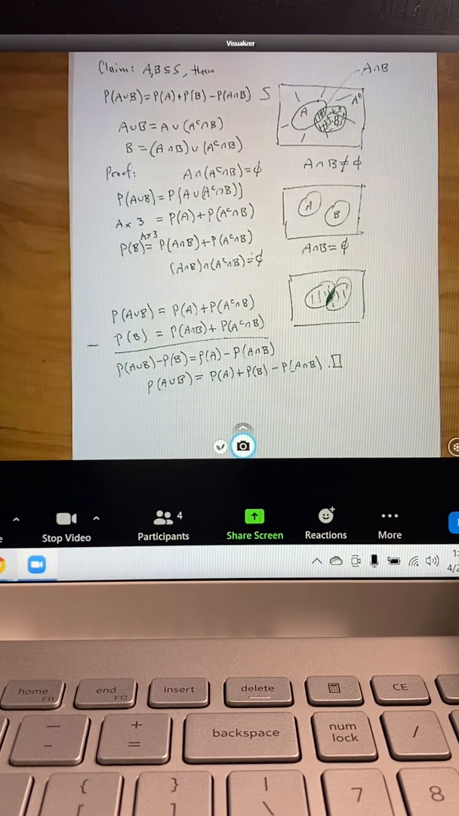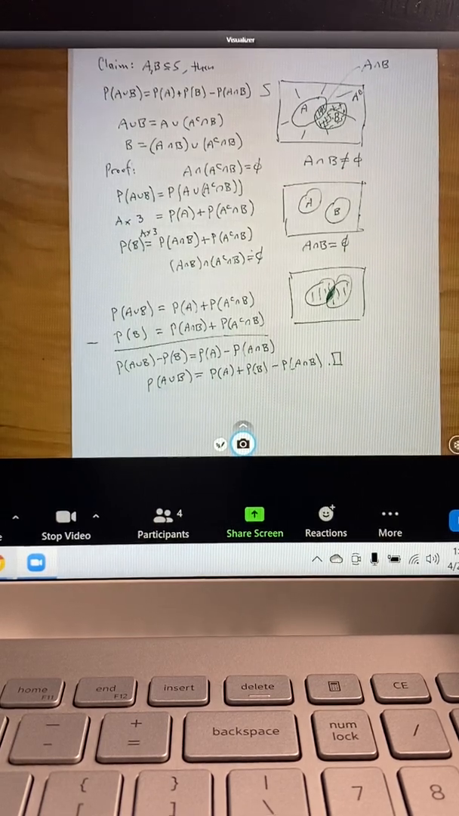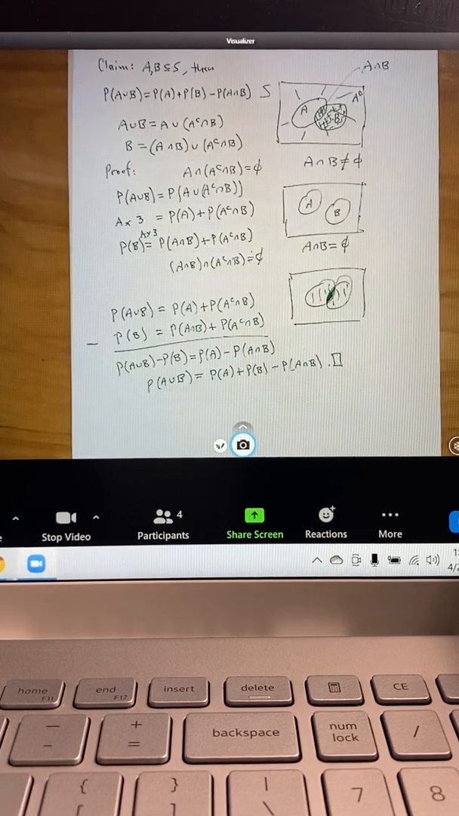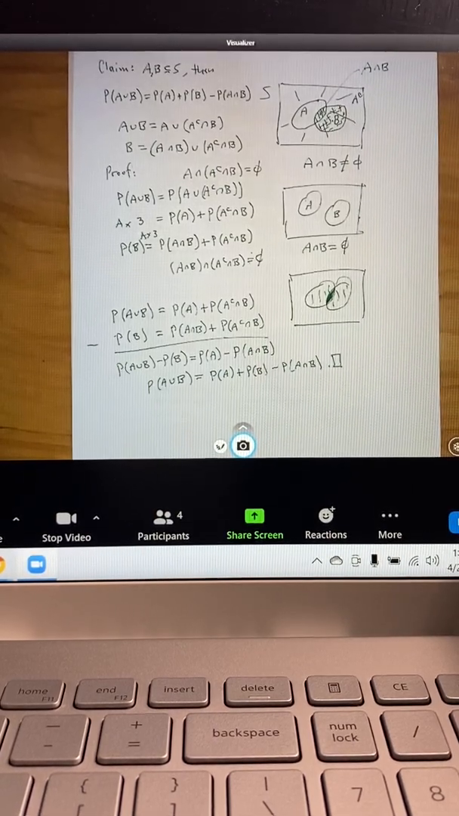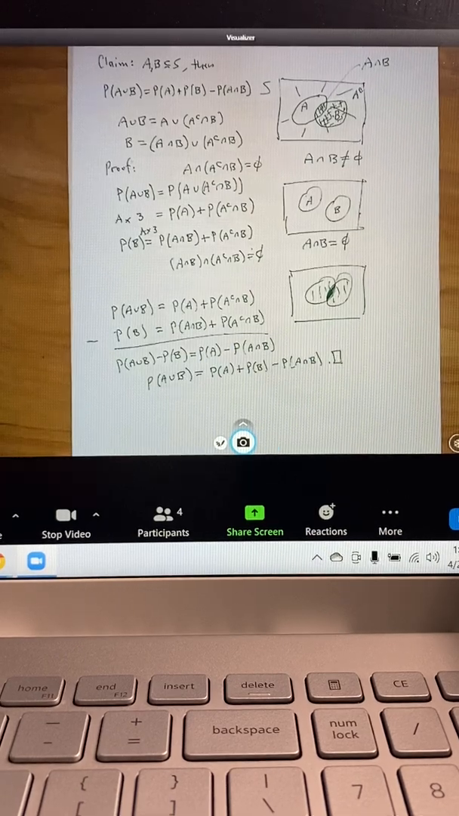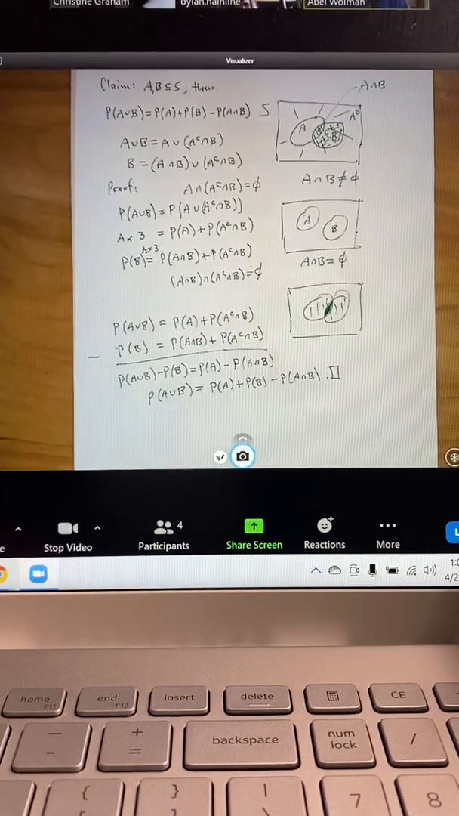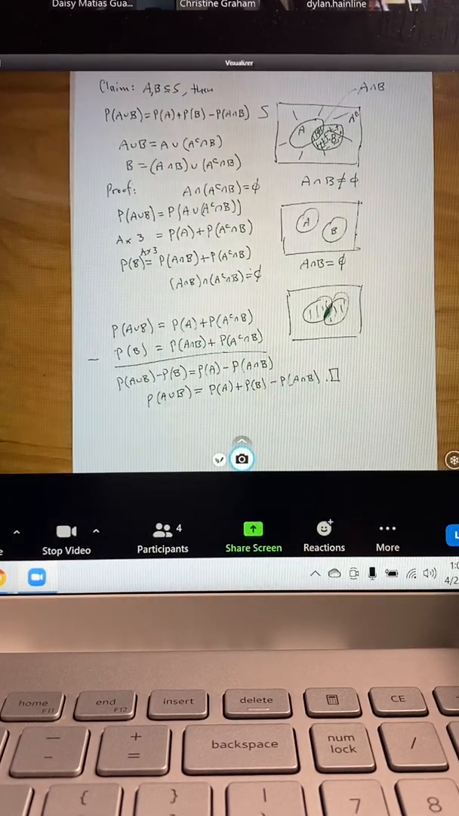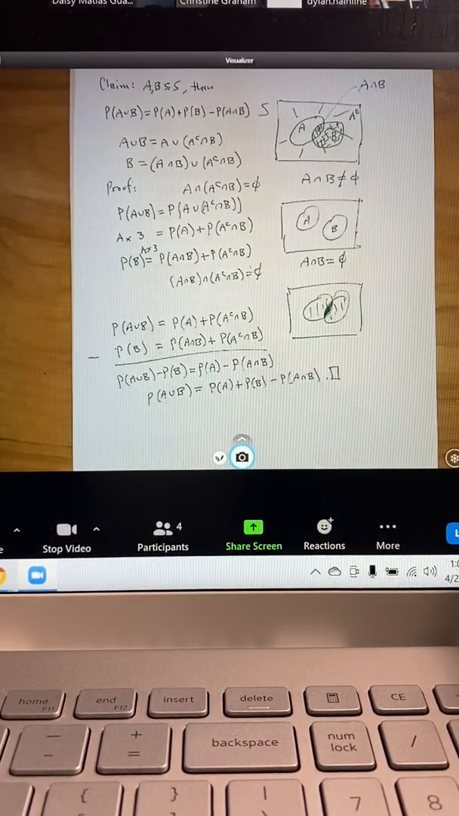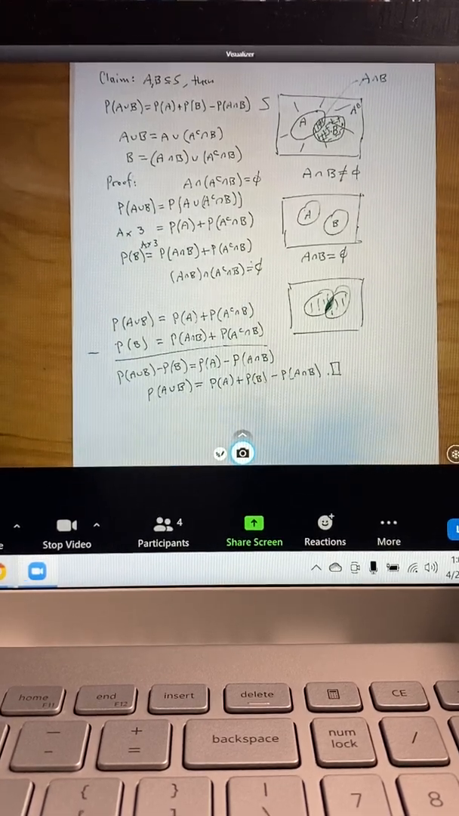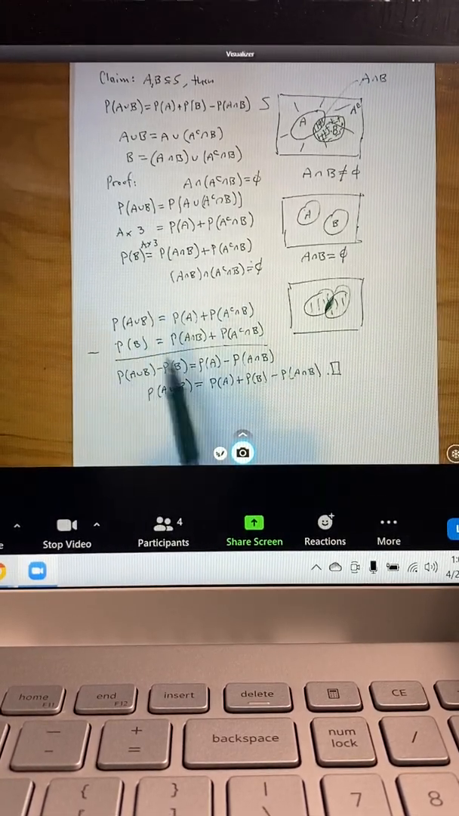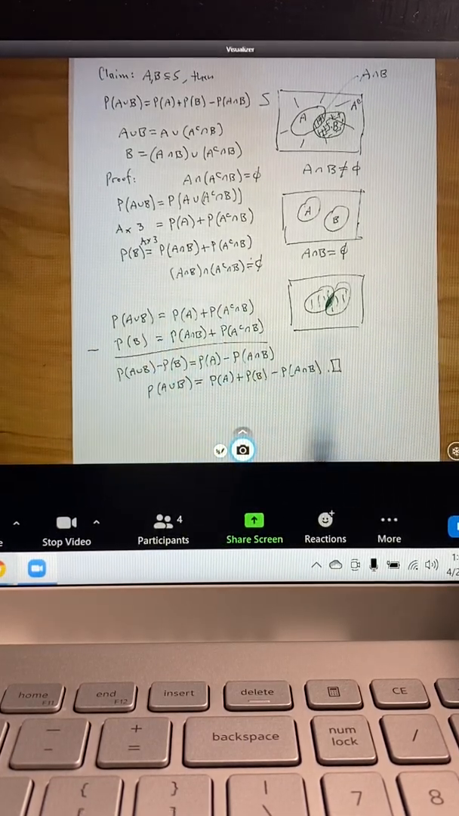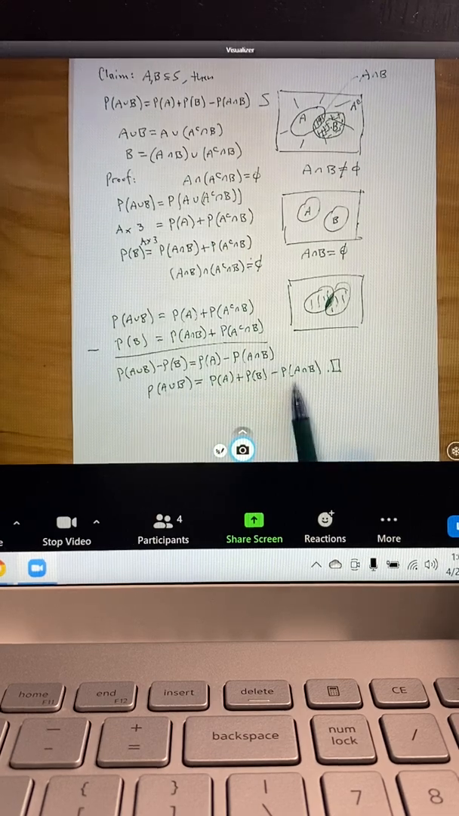So this has certainly gotten more complicated than where we started, but the basic technique has stayed the same, which is find some useful disjoint union to express a set, an event, and then take probabilities and use axiom 3. In this case, we have the final step, which is to subtract that equation from that equation, producing our final result.